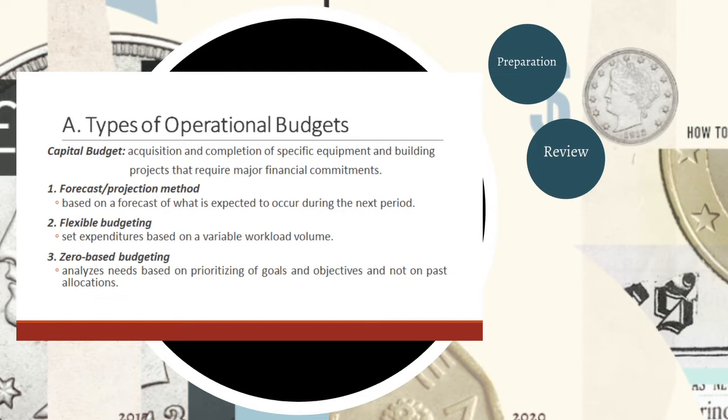While flexible budgeting tries to set expenditures based on a variable workload volume. An example for this is increasing manpower as hospital census increases. And the last is zero-based budgeting. It is a method that analyzes needs based on prioritizing of goals and objectives and not on past allocations.